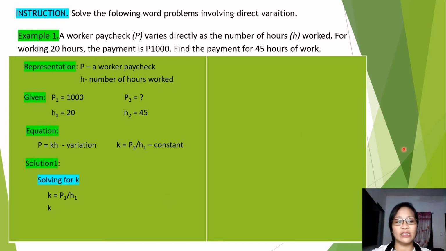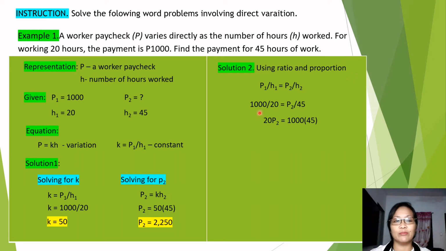Then substitute. P1 is 1,000 divided by H1, which is 20. So for our K, we have 50. Solving for P sub 2 is equal to K, which is 50, times H sub 2, which is 45. Therefore, our P2 is 2,250. Next, we're going to use ratio and proportion.